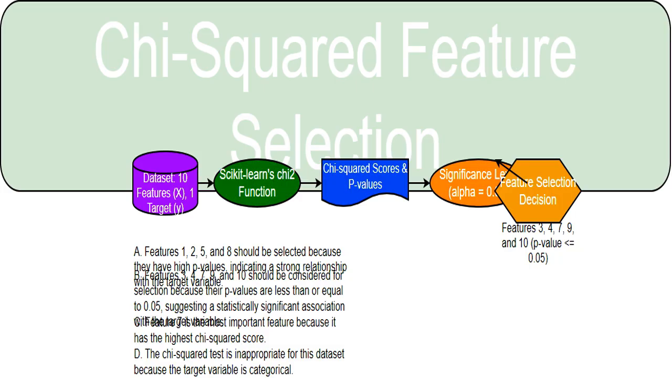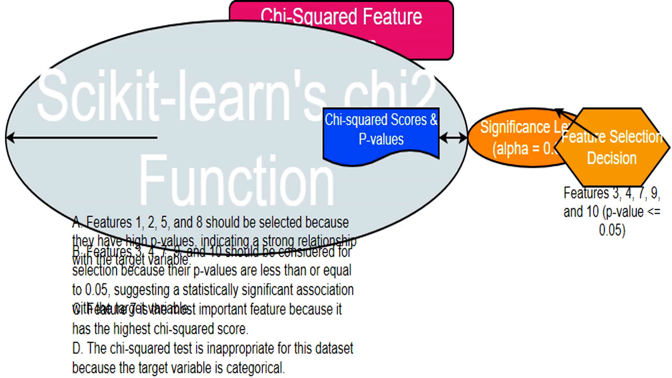I'm working with a dataset. It has 10 features, which we represent as X, and a single target variable, Y, which indicates customer churn. 0 for no churn, 1 for churn. This is our starting point for feature selection. The chi2 function in Sklearn gives us two things. Chi2 scores, which measure how strongly each feature relates to customer churn, and p-values, which tell us the probability that the relationship we see is just by chance. Lower p-values suggest a stronger real relationship.